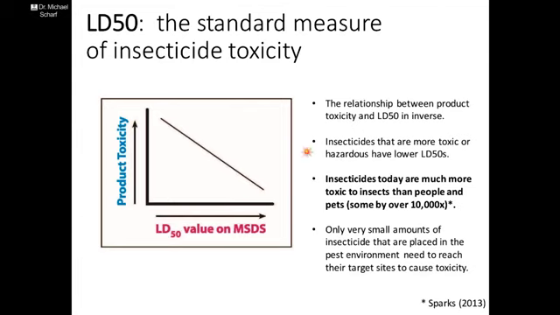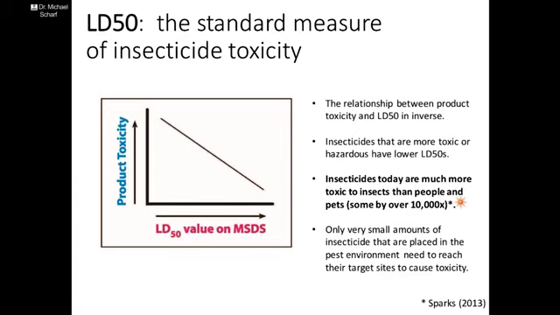But we can just say that insecticides that are more toxic or more hazardous have lower LD50 values. It's really amazing that insecticides today are much more toxic to insects than to people or pets or other non-target organisms. Some are actually selectively toxic to the insect by over 10,000 times. There's one example, the diamides like Rynaxypyr or chlorantraniliprole that we have available to us today. I'm not going to give any trade names, sorry about that, but they're very selective towards insects.